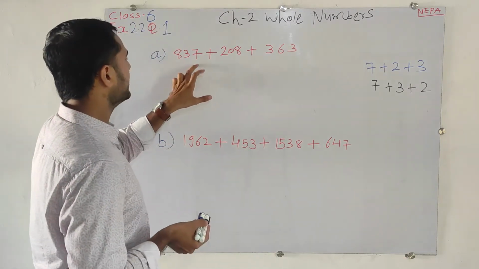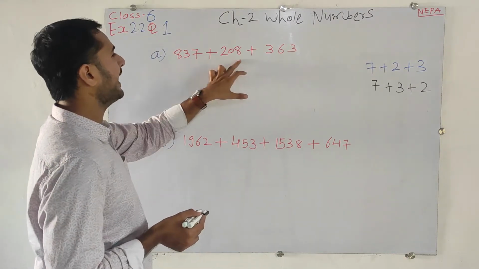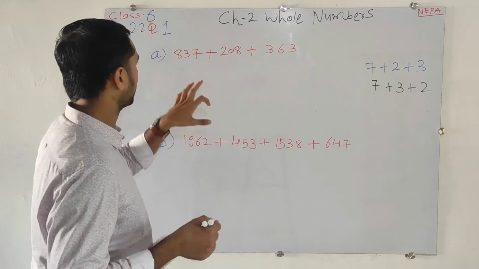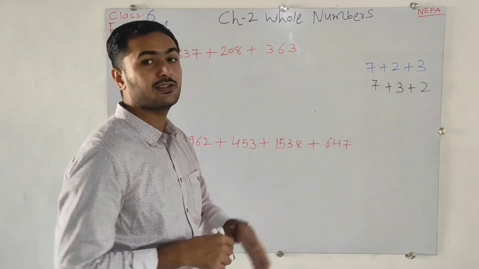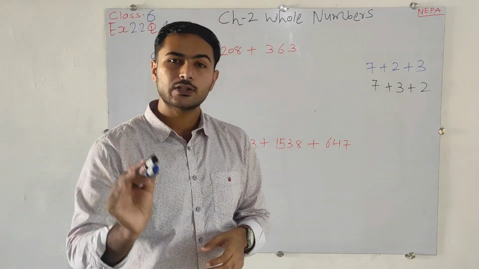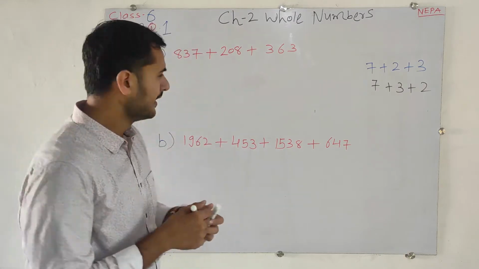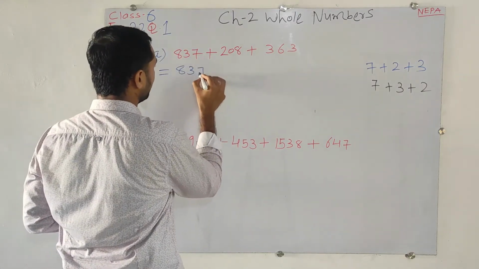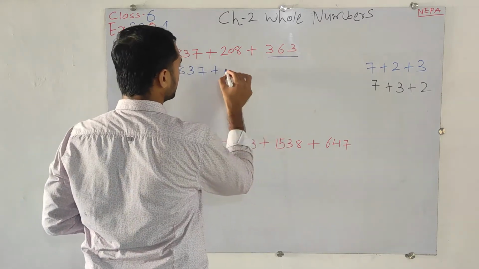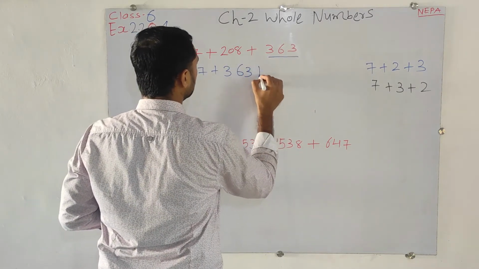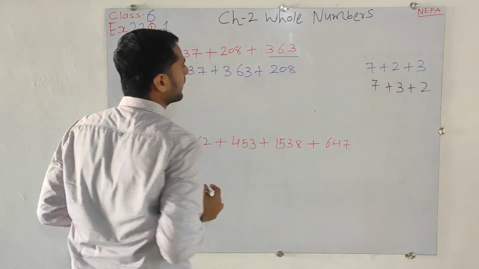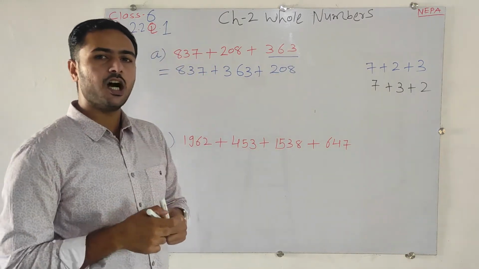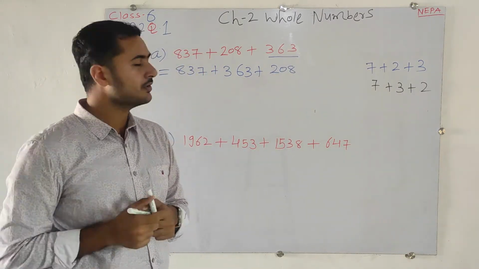Now see, here is 7. Here is 8. 7 and 8? No, that's much tougher. Here is 7 and here is 3. 7 and 3, 10. Okay, so that will be really very easy to calculate. So here I am going to rearrange the numbers like 837 plus, now I will write this number, 363 plus 208. Okay. So here I just did a very small, very little change. Okay.